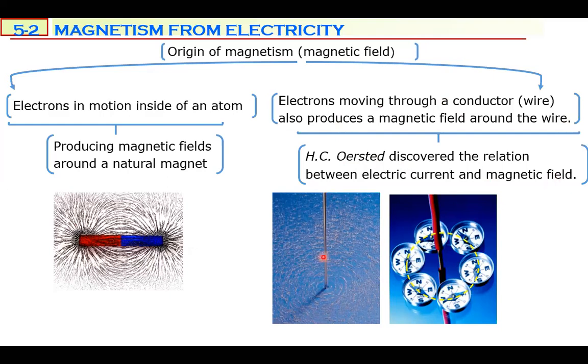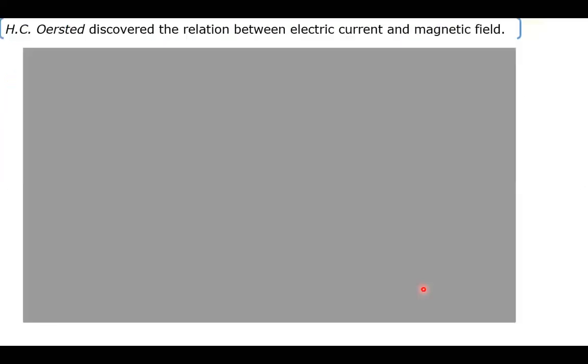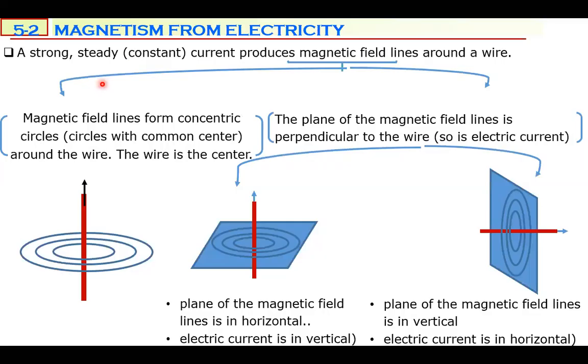He gave a very strong current to a wire, and after that he observed that some compasses around this wire aligned themselves in a specific direction, forming a circle. So then he said that yes, every current carrying wire produces a magnetic field around it in the shape of concentric circles. A strong, steady, constant current produces magnetic field lines around a wire. These magnetic field lines form concentric circles.